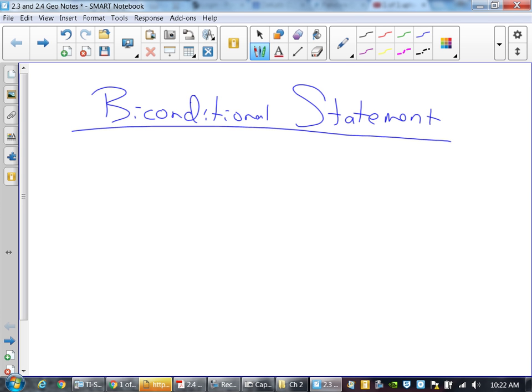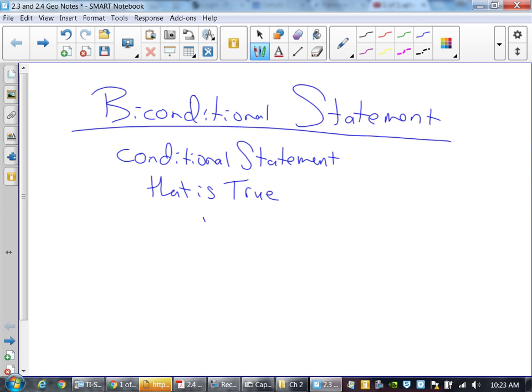A biconditional statement is a conditional statement, if-then, or cause and effect, any one of those statements that is true going forward and backwards. A biconditional statement is a conditional statement that is true for P implies Q and Q implies P. And I'll give you a really, really easy example.